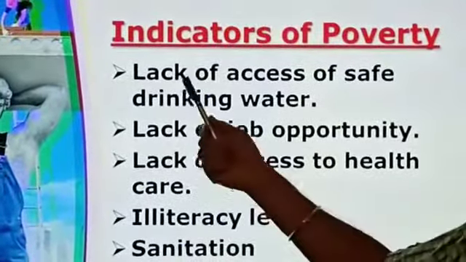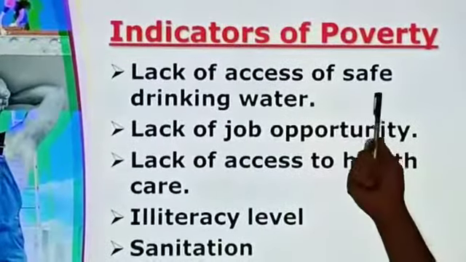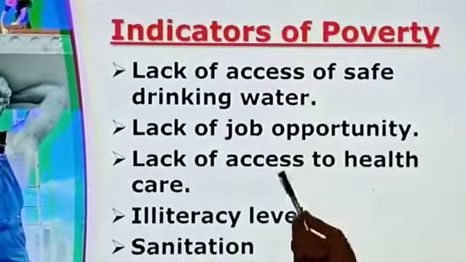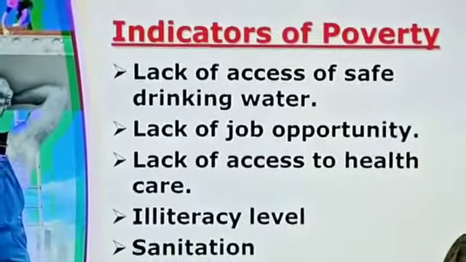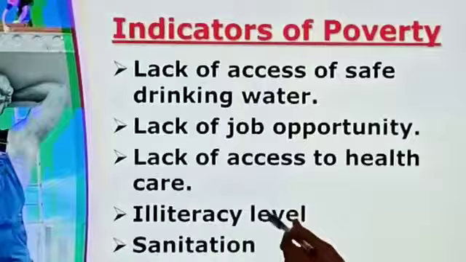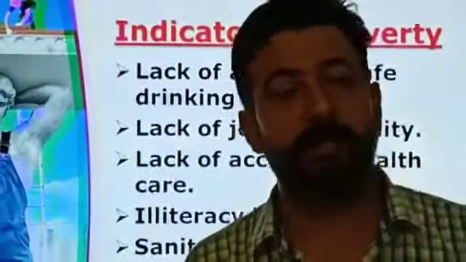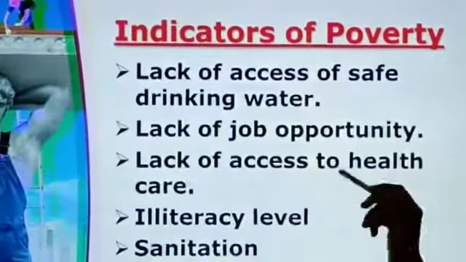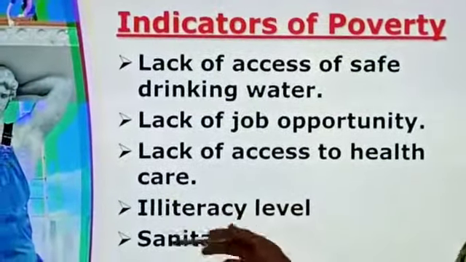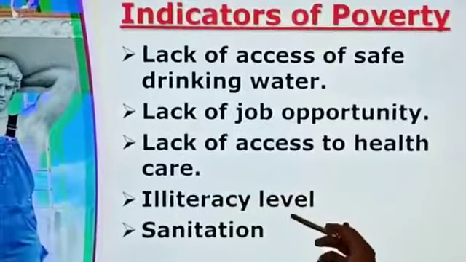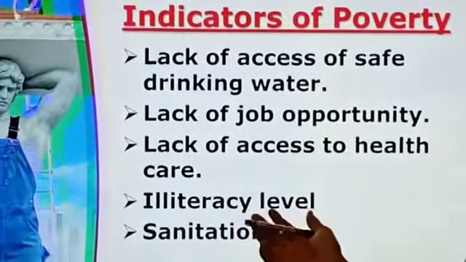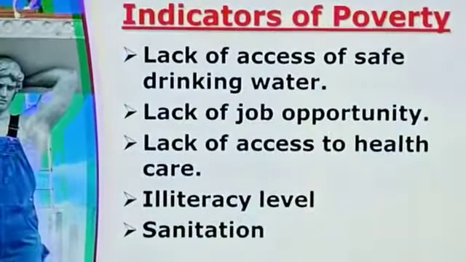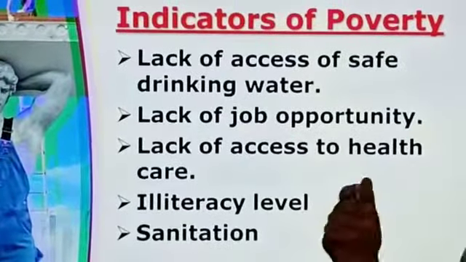Now, next, indicators of poverty. The first one is lack of access to safe drinking water. Second, lack of job opportunity. As we are well aware from unemployment, which we read in our previous chapter, a person is willing to work but is not getting a job. After that, lack of access to healthcare. Next one, illiteracy level. So many persons are illiterate, like the girl child also. Sanitation. It's a big problem of rural India.